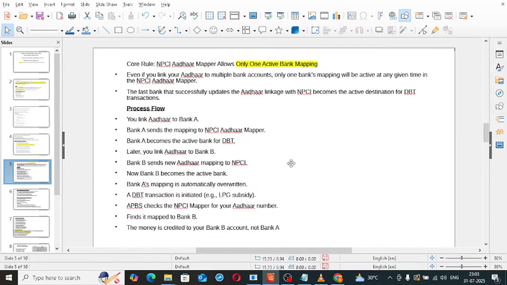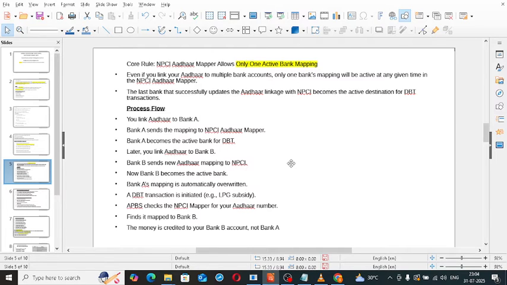What is the core rule? The NPCI Aadhaar mapper allows only one account, because if you refer to the NPCI Aadhaar mapper table, only one account is mapped. A person may have n number of accounts, but all of them are never mapped in the Aadhaar mapper. Only one account should be mapped, and that account is the active account.